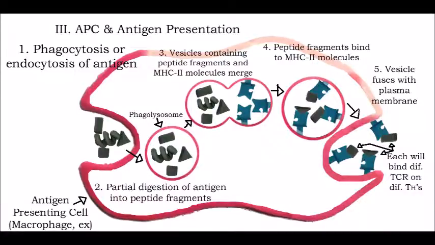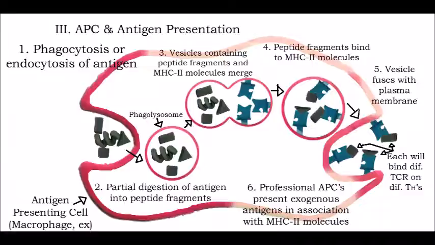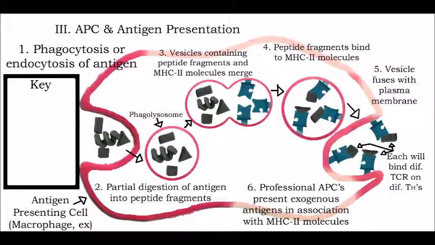helper T cell. Step 6 is simply a note that professional antigen-presenting cells present exogenous antigens in association with MHC-II molecules. So any antigen coming from outside the cell needs an MHC-II molecule to be presented. Don't forget to draw the key as well.